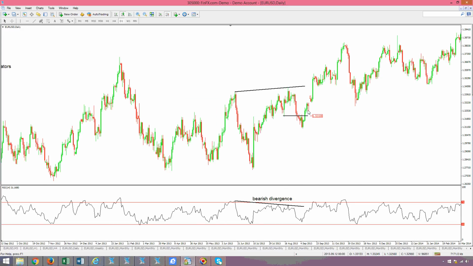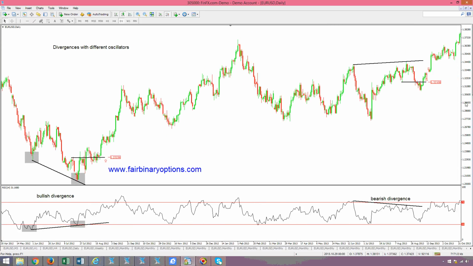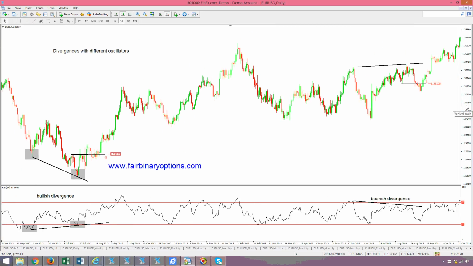However, for the second part of this project, let's keep this bullish and bearish divergence on the RSI and try to bring other oscillators onto the same chart, to see if the divergences are respected and how divergences act with other oscillators. So stay tuned for the second part, please.